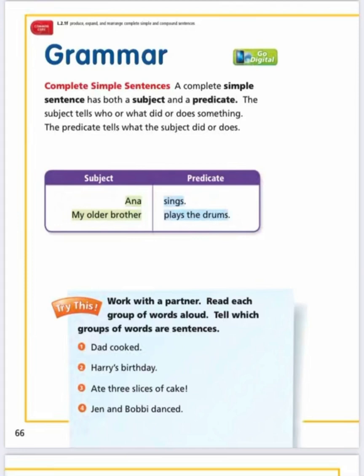Try this. Work with a partner. Read each group of words aloud. Tell which groups of words are sentences. 1. Dad cooked. 2. Harry's birthday. 3. Ate 3 slices of cake. 4. Jen and Bobby danced.